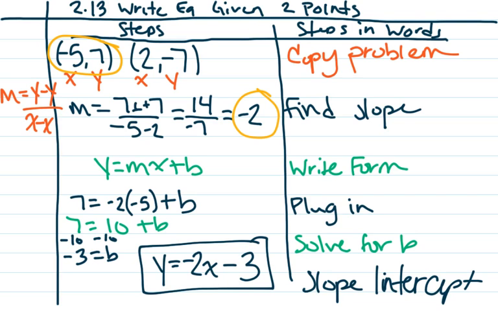So it's not a whole lot different than 2.11 and 2.12 other than you have to find the m and the b, whereas in 2.12 you only had to find the b. Let's go ahead and do another one.